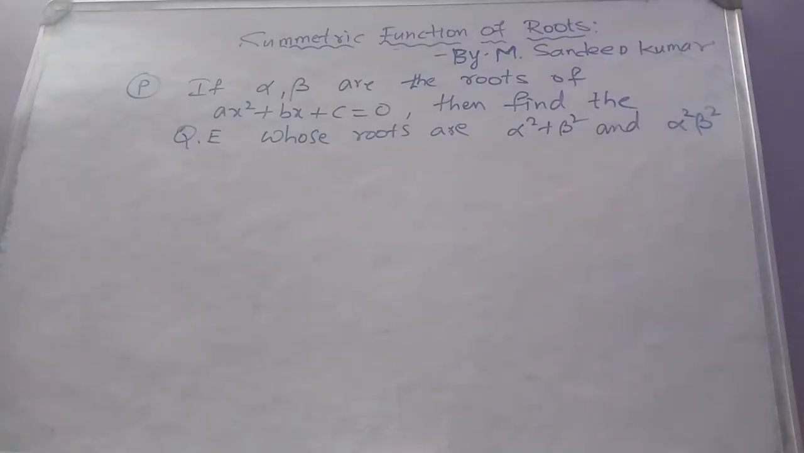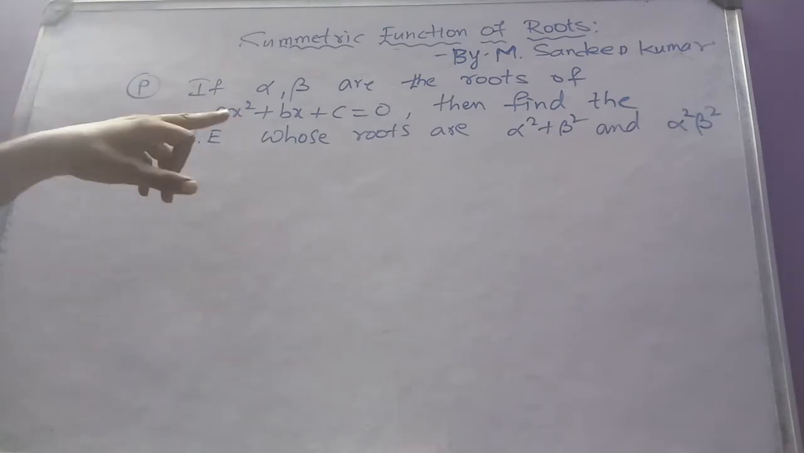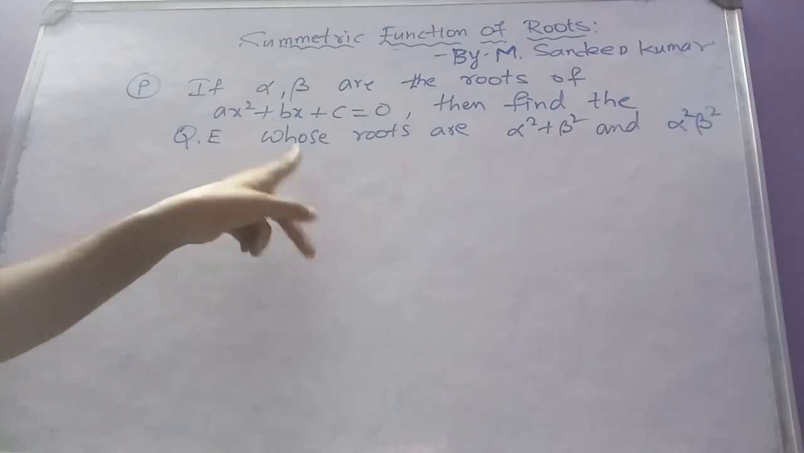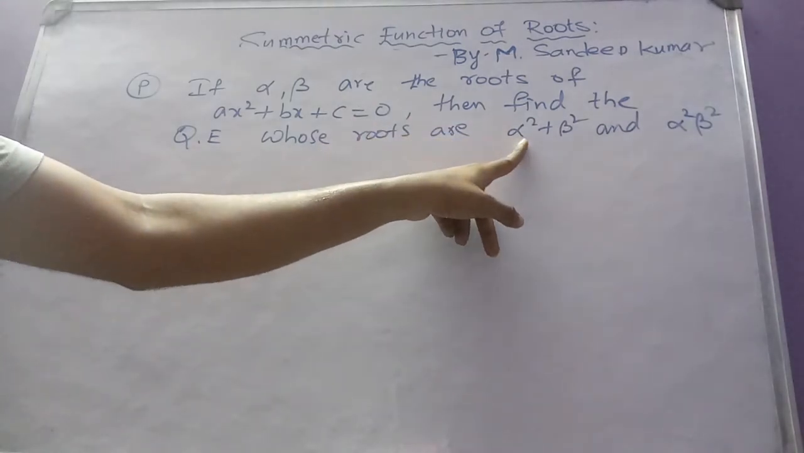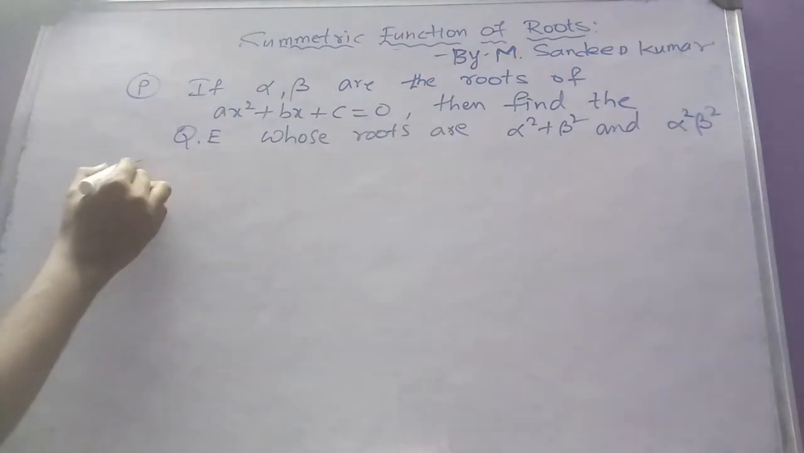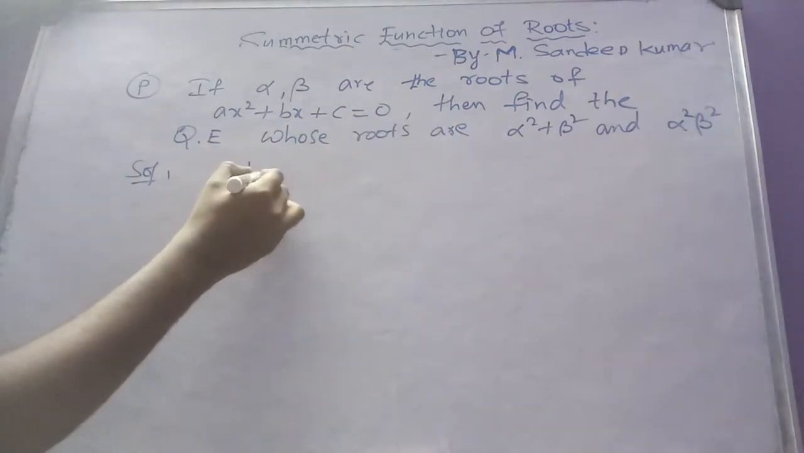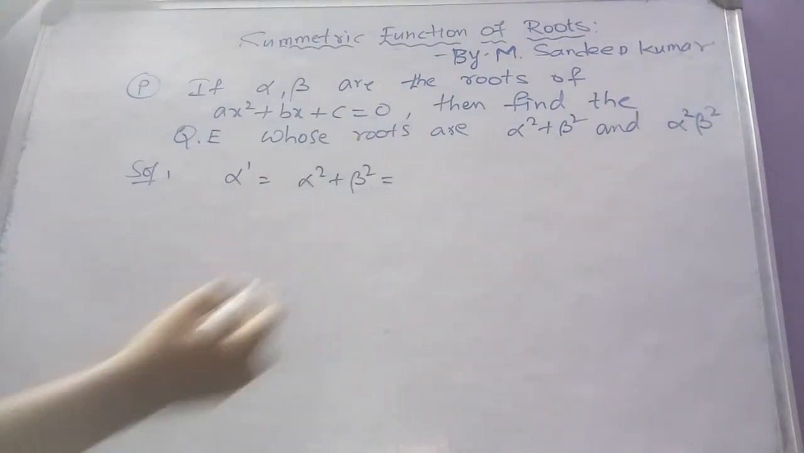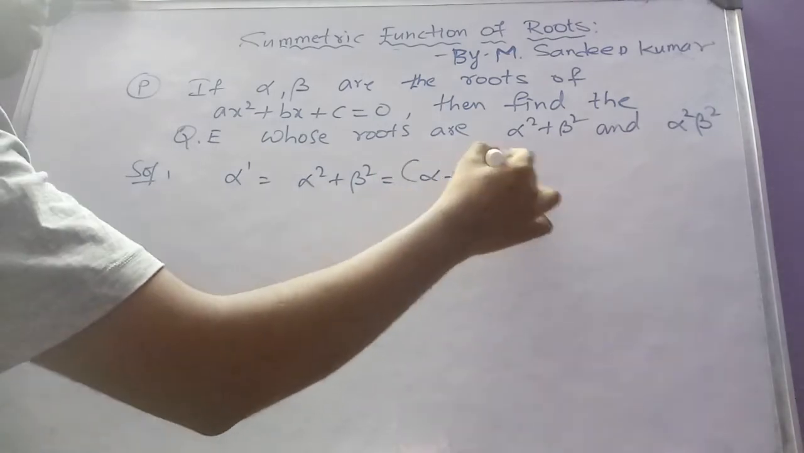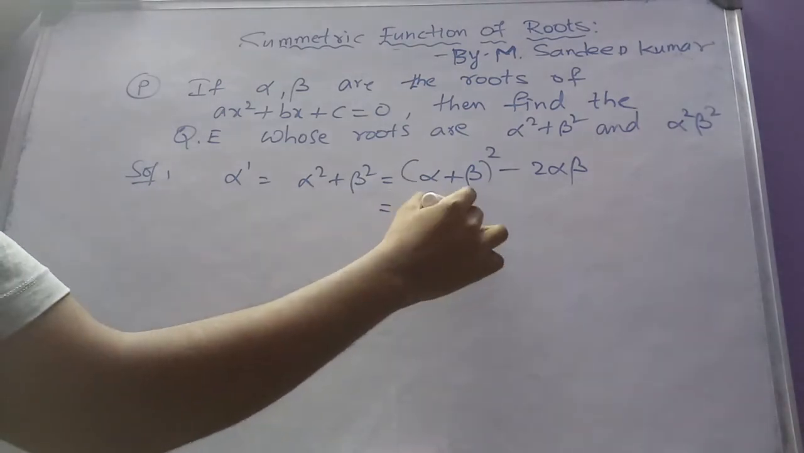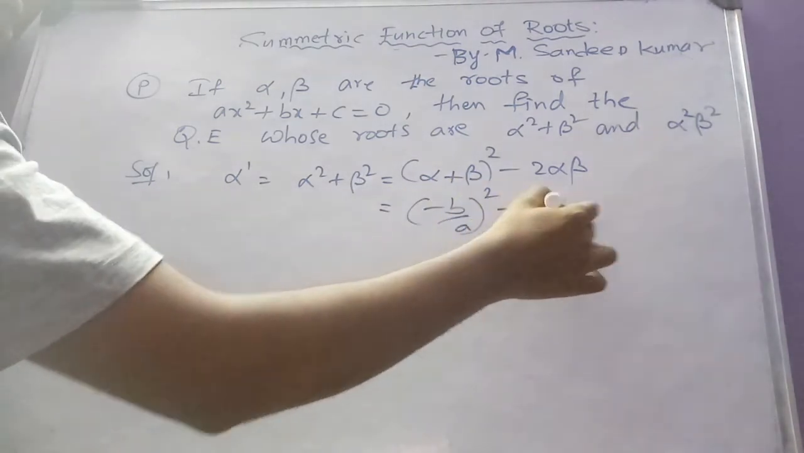Here is a problem. If alpha comma beta are the roots of ax square plus bx plus c equal to 0, then find the quadratic equation whose roots are alpha square plus beta square and alpha square into beta square. Fine. First let me take the first root as alpha dash. Alpha dash is alpha square plus beta square, which is alpha plus beta whole square minus 2 alpha beta. I am deriving it again instead of by hearting the formula. So alpha plus beta is minus b by a and alpha beta is c by a, so this is 2c by a.